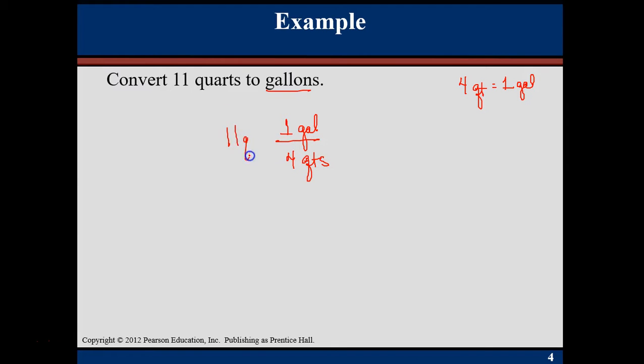And I want to convert the 11 quarts, so I put my 1 underneath. Quarts will divide out, and I have 11 times 1 over 4, and that's how many gallons I have. So I am talking about 2 full gallons, and then I would have 3 left over, and 3/4 is 0.75. So you have 2.75 gallons.